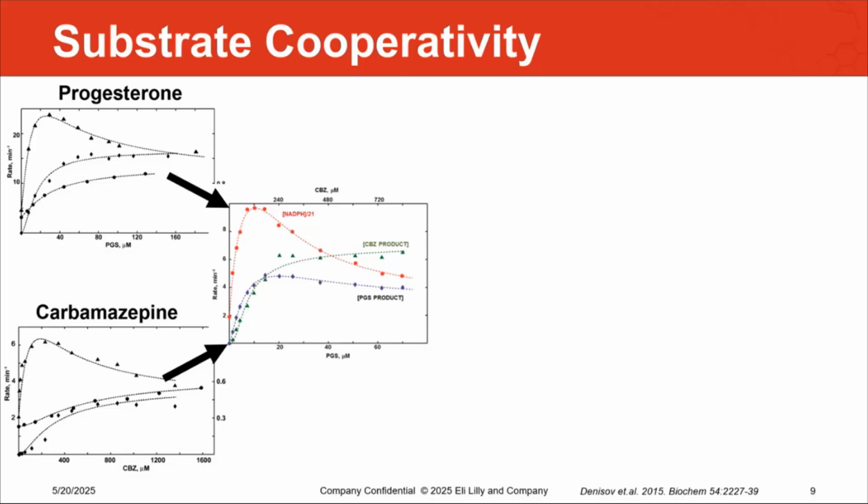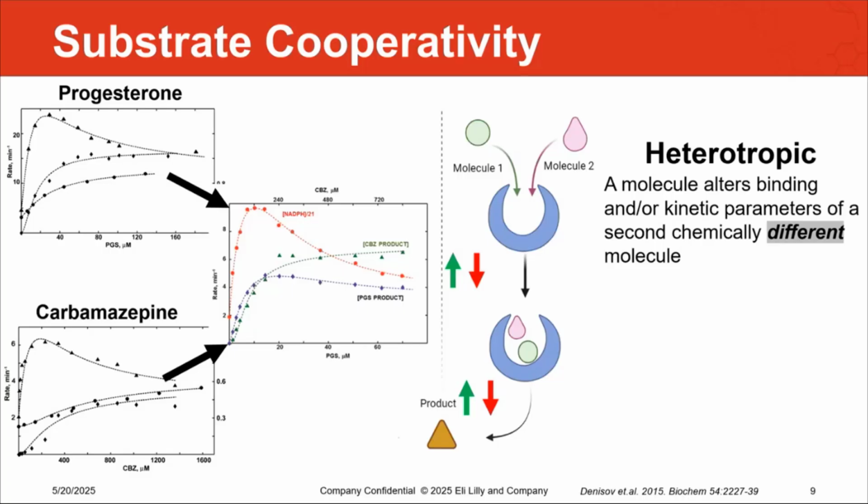For carbamazepine, what happened is that the production increased. So you were able to turn over the carbamazepine substrate faster. However, for progesterone, you actually had a decrease in that progesterone turnover. And interestingly, the NADPH consumption that would be predicted for both of those was substantially lower. And what they said was that the cytochrome P450 actually had a greater coupling efficiency, meaning that it could produce more by consuming less. And this is what's called heterotropic cooperativity, where one molecule alters the binding or kinetics of a chemically different molecule.